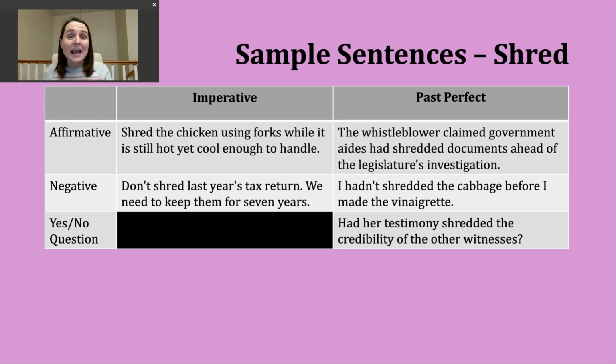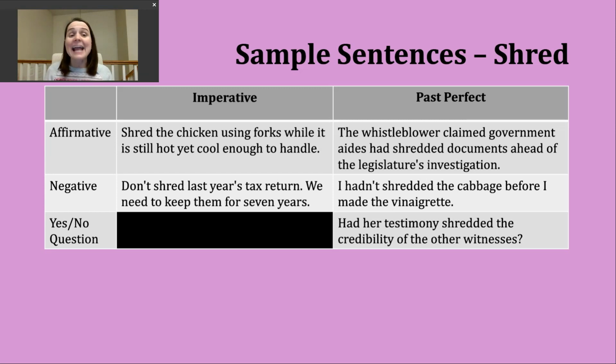So one way you might see this verb shred used in the imperative is in the directions for a recipe. An example of this: shred the chicken using forks while it is still hot yet cool enough to handle. So what the cooking directions are telling us to do is use forks to pull apart the chicken, the meat here, so that they're long, thin strips of it.